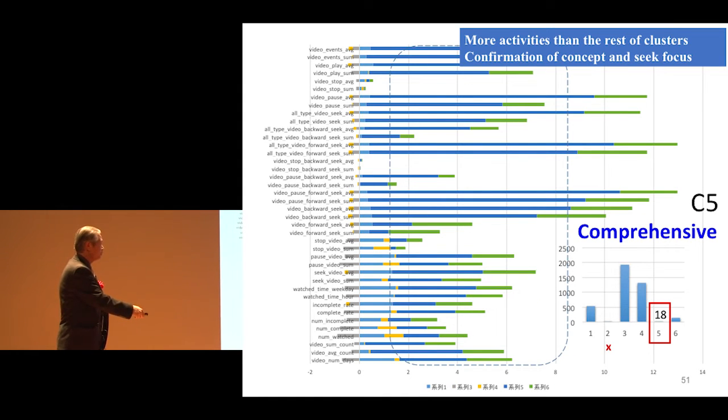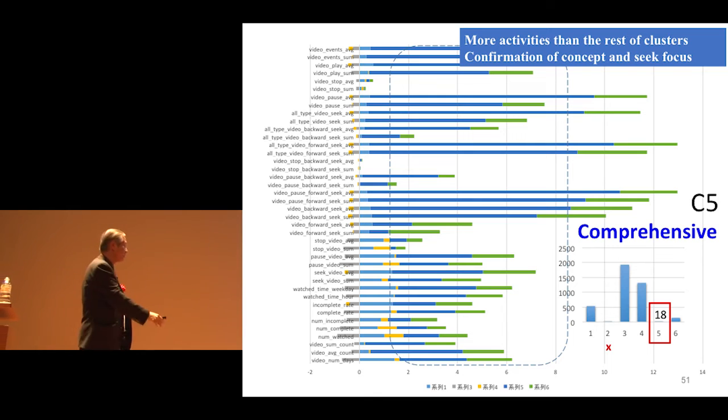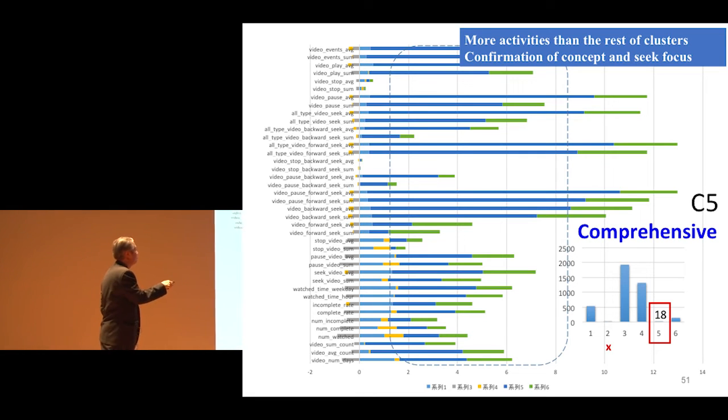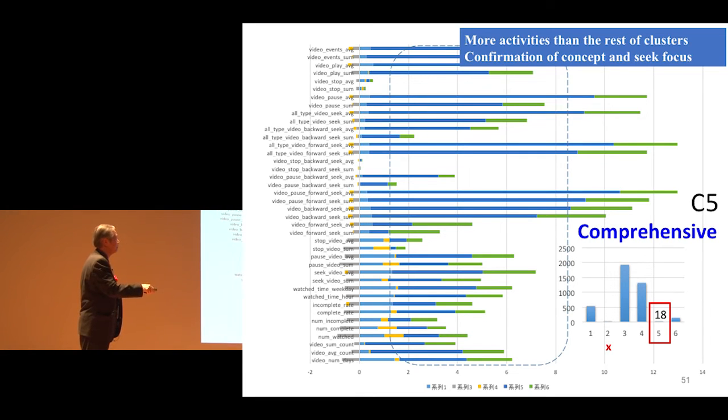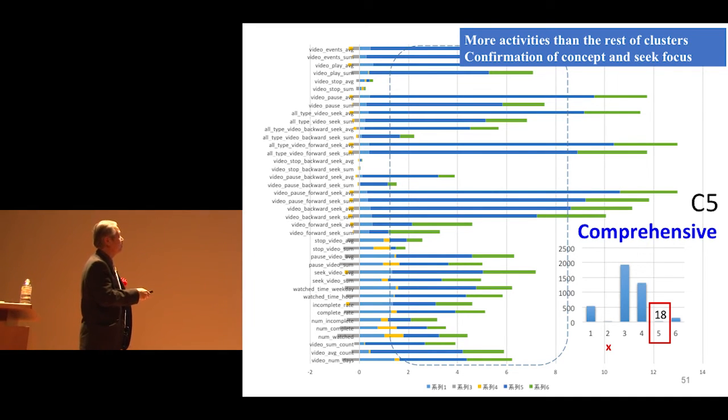After we remove cluster 2, so the orange is gone, now we have 5 clusters left. So we can compare the 5 clusters instead of 6. And right now, the best performance is the blue one. The blue one is cluster 5. It's comprehensive because it still has much more activity than the rest of the clusters. And there are 18 students, reasonable, okay.